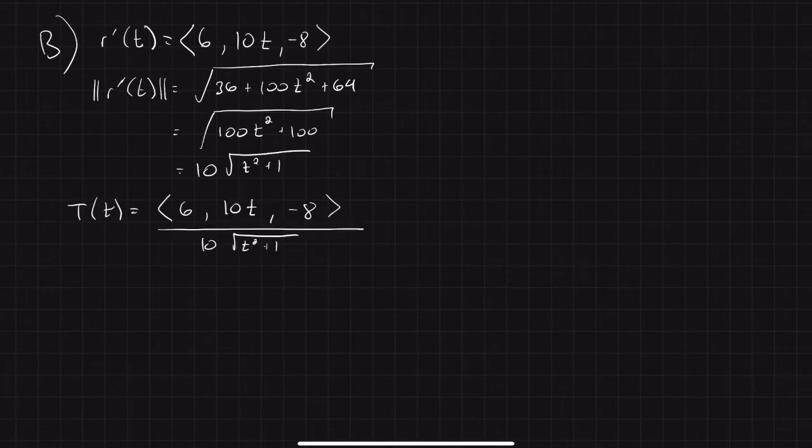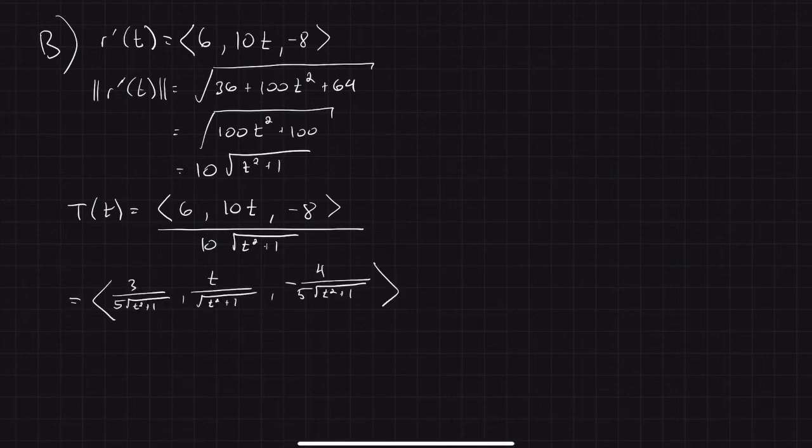Now we can find T(t) by dividing those last two answers. T(t) is going to be r prime of t divided by its magnitude. We can divide the x, y, and z components separately by that 10 radical t squared plus 1. That would reduce to 3 over 5 radical t squared plus 1, t over square root of t squared plus 1, and 4 over 5 square root of t squared plus 1.